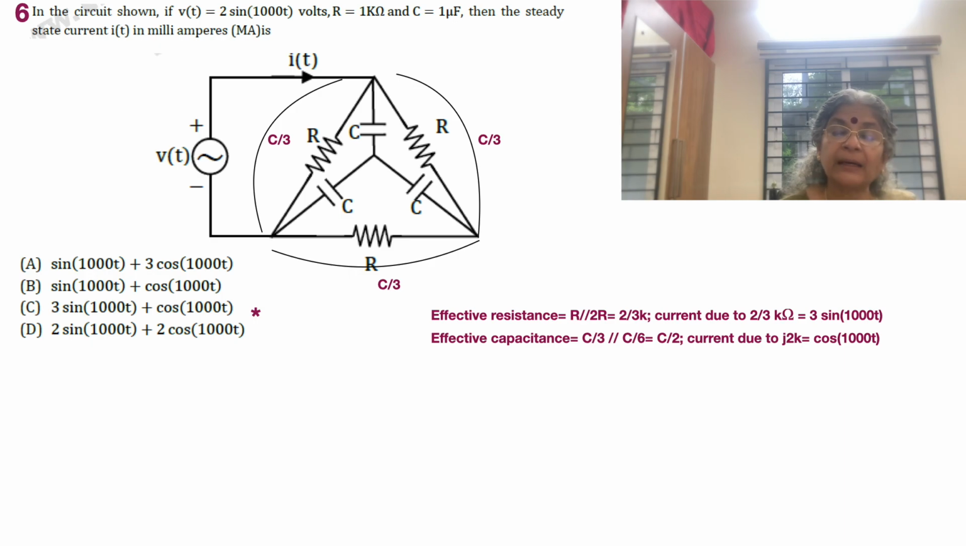1 by minus J by omega C. So you get the impedance and then find out the value of the current. Very simple, I think. So moving on to some slightly difficult problem.